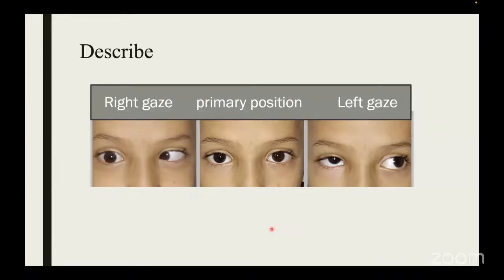Okay, in primary position, the patient is orthotropic. On the right gaze, there is limitation of right eye abduction. And in the left gaze, the right eye seems to be hyperelevated on adduction, with narrowing of the palpebral fissure on adduction also. Okay. And also one more thing.